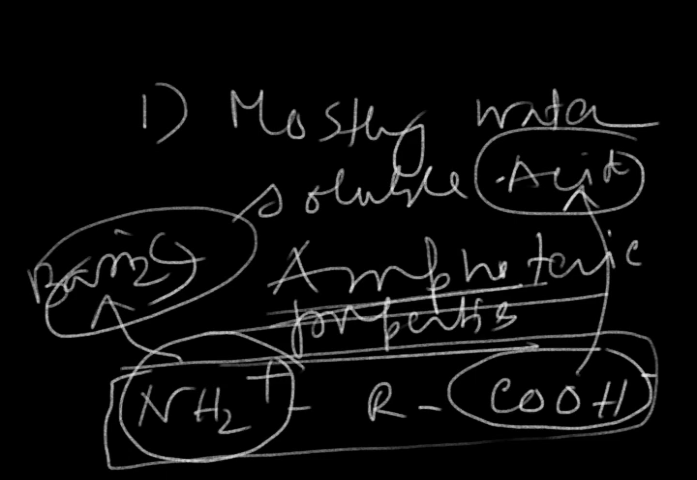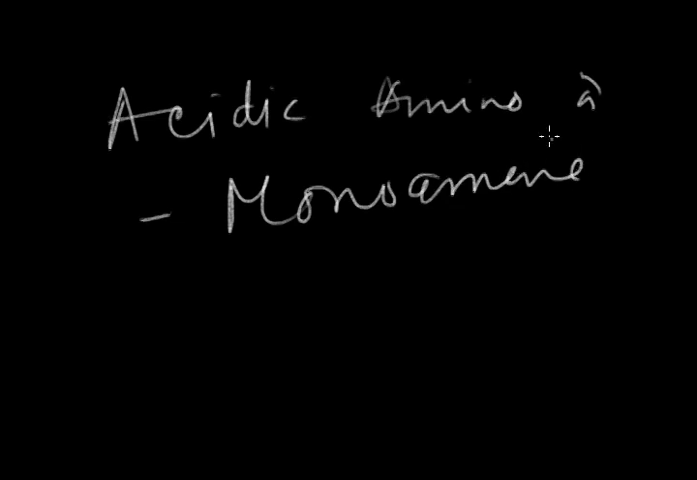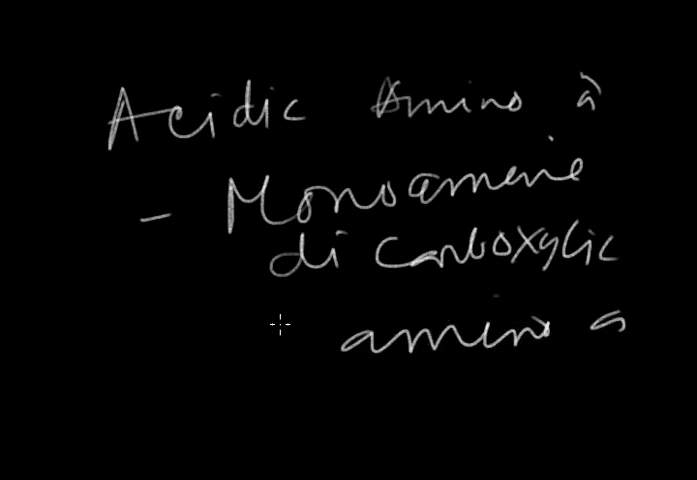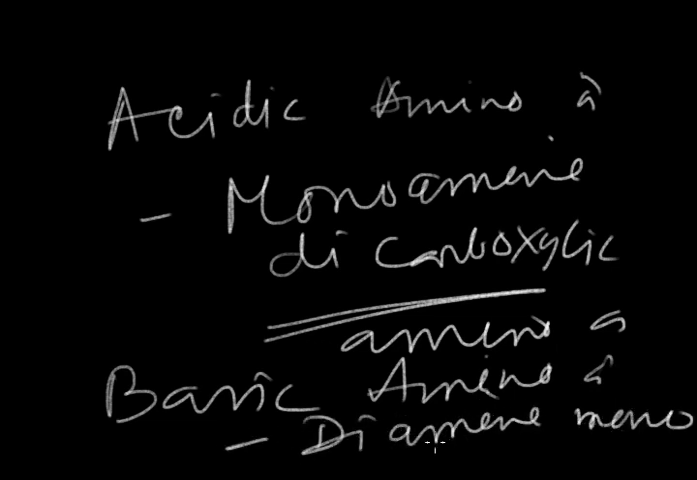Whenever amino acids are classified, they may be chemically described as acidic amino acids, such as monoamine dicarboxylic amino acid. Since it is dicarboxylic, it implies more acidic groups, so it is acidic. If it is a basic amino acid, then it should be diamine monocarboxylic. The more amine groups you get, the more basic the amino acid is.